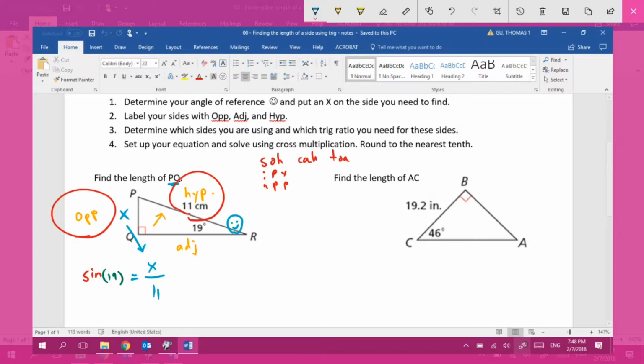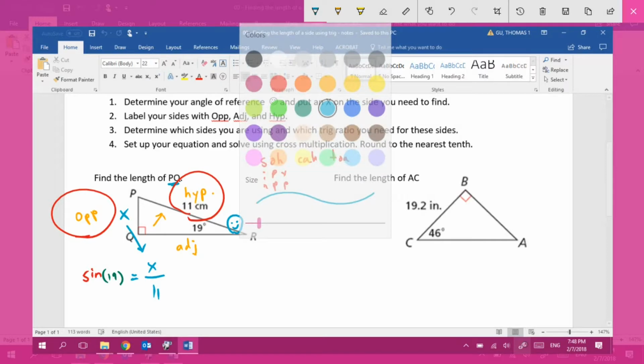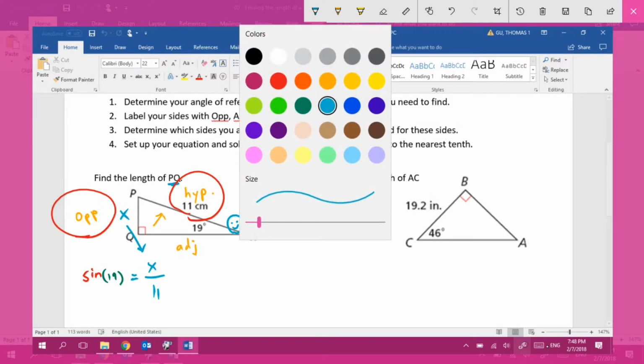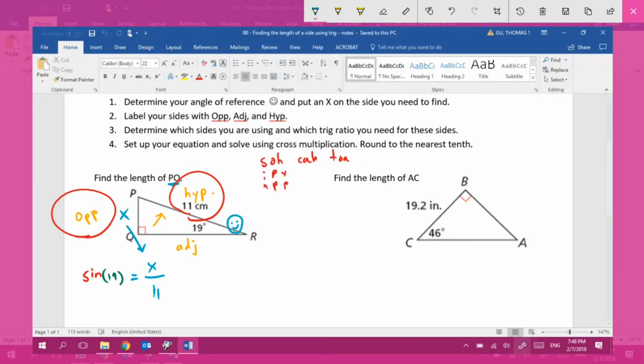So all I need to do is get x by itself. This is, once again, basic algebra. So if I want to get x by itself right here, I would multiply both sides by 11, right? So I'm going to multiply the right side by 11, and multiply the left side by 11. Then I'm going to drag my thing over here. It would give me 11 sine of 19 equals x. So whatever 11 sine of 19 is, that's my answer.